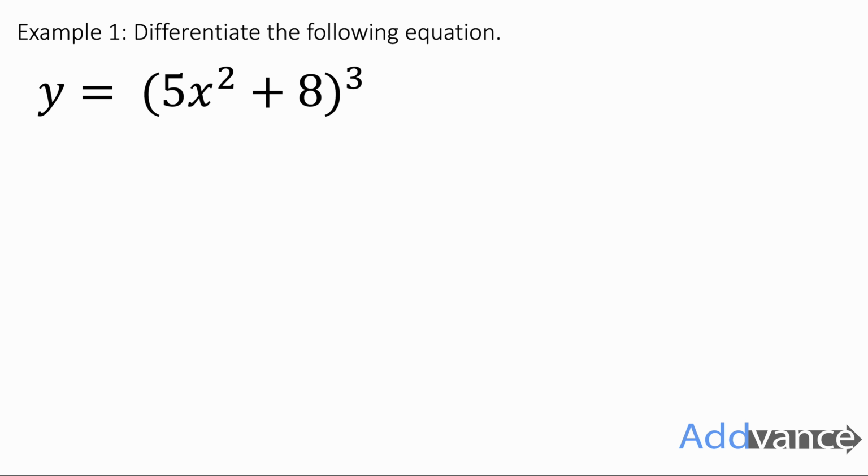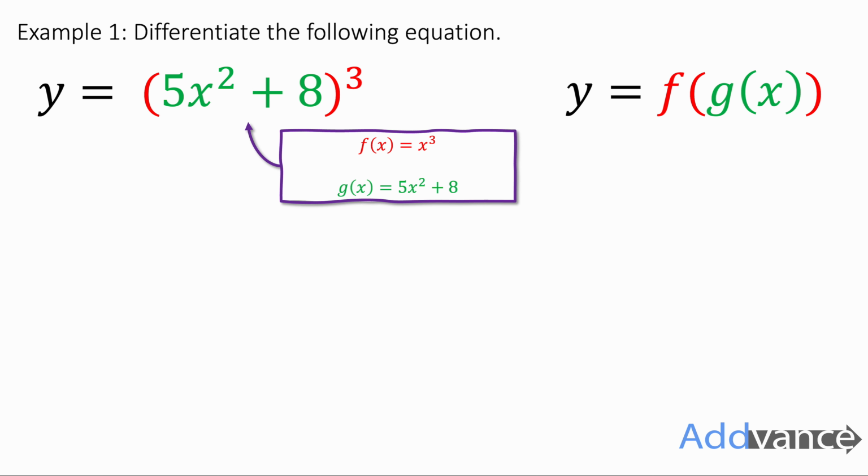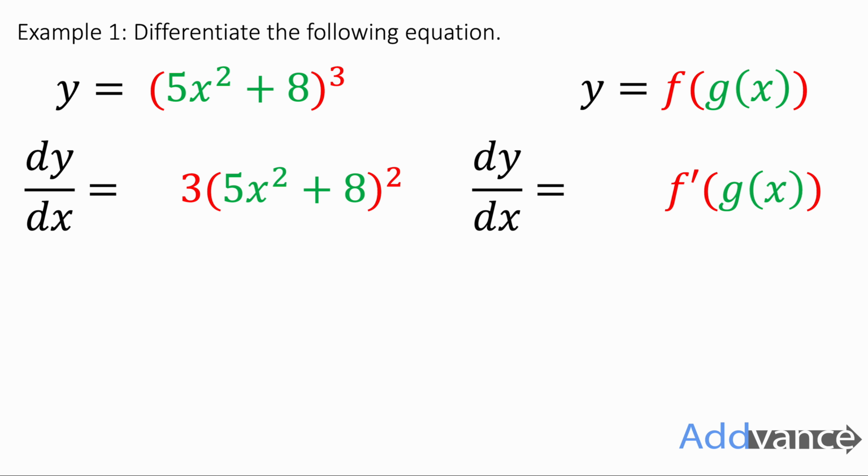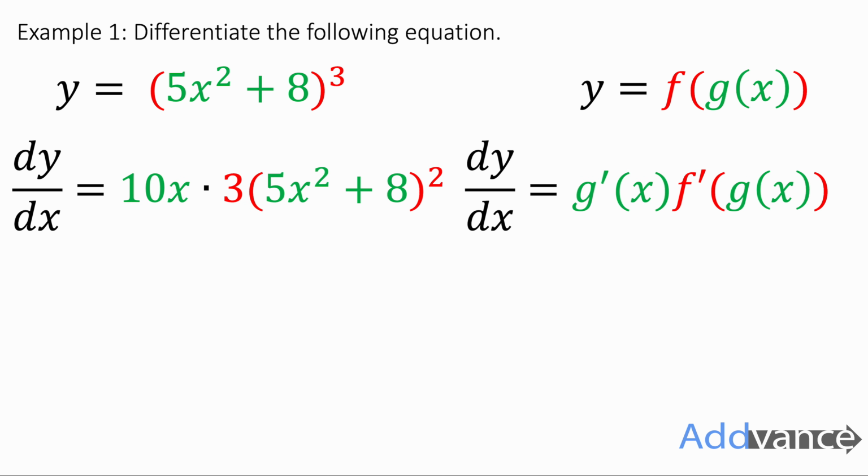Let's see this in action now. So we're going to differentiate y equals (5x squared plus 8) to the power 3. This is two separate functions. It's a green function and a red function. The f of x is something cubed and the g of x is 5x squared plus 8. We'll start by differentiating the f. We differentiate something cubed and that becomes 3 times something squared, where the something is the g of x inside the bracket. Now we need to differentiate the g of x inside the bracket. 5x squared plus 8 differentiates to 10x, and that gets multiplied there.